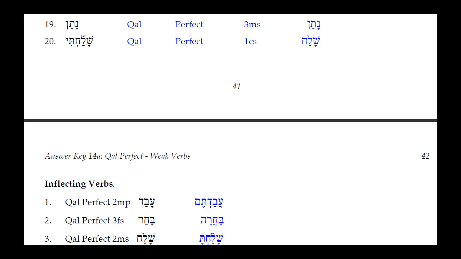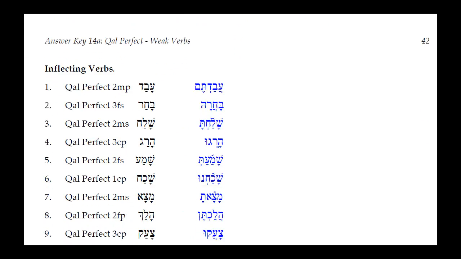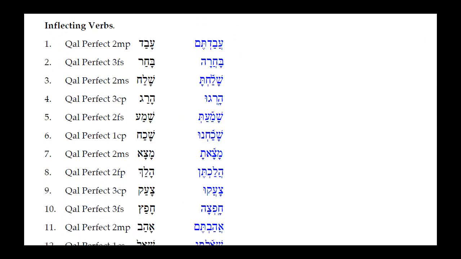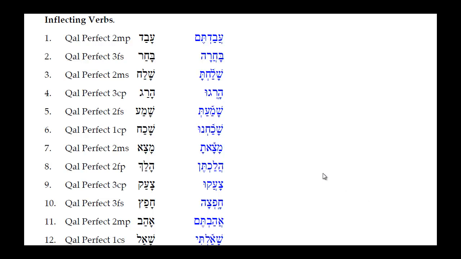Okay, let's go ahead and get into some inflection of some verbs here. They're telling us they want us to inflect into Hebrew the Qal perfect second masculine plural from avad. And we know the second masculine plural ending is tem, the tav, the segol, and the final mem here.